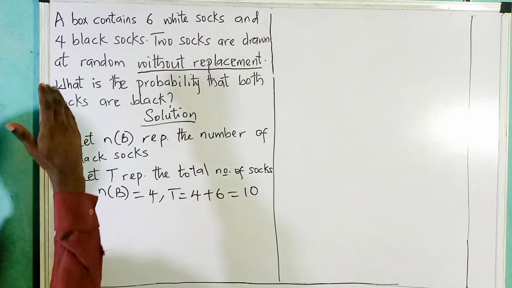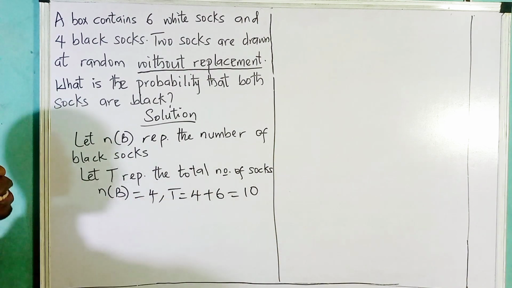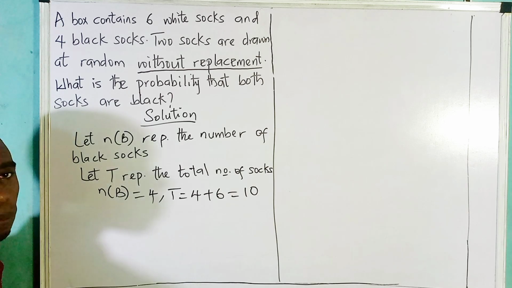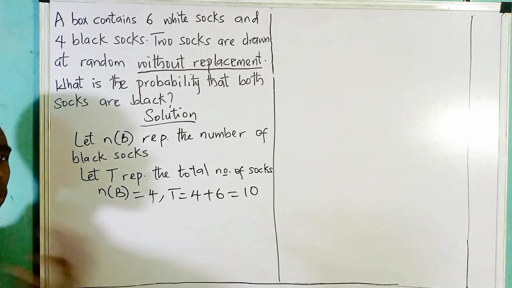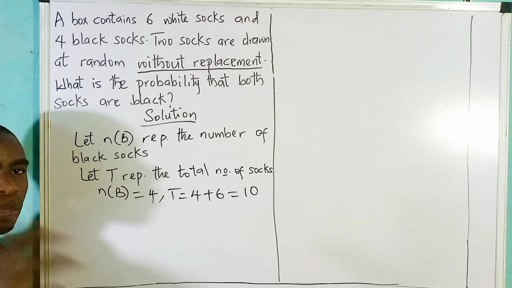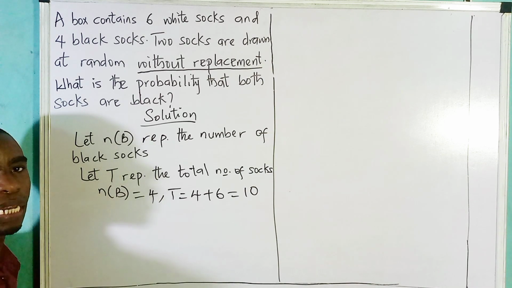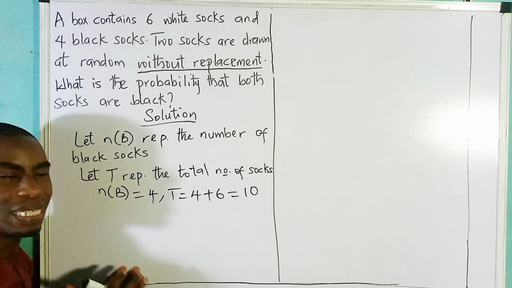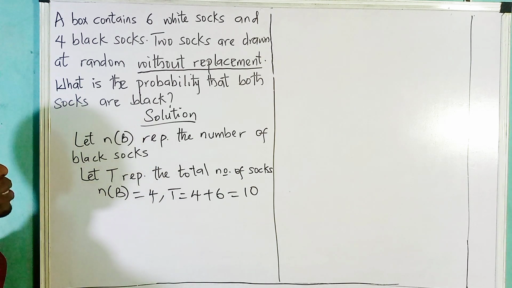So the question says 2 socks are taken at random without replacement. It means you pick one sock out, and you don't bring it back. You also go there to pick another one from the same box. That's what it means when it says without replacement. What is the probability that both of them are black?